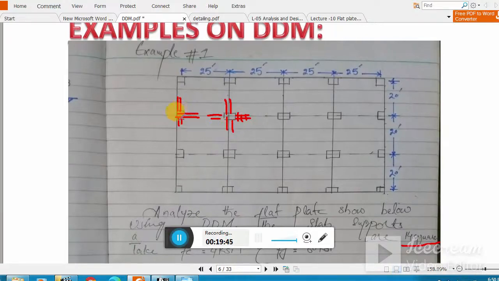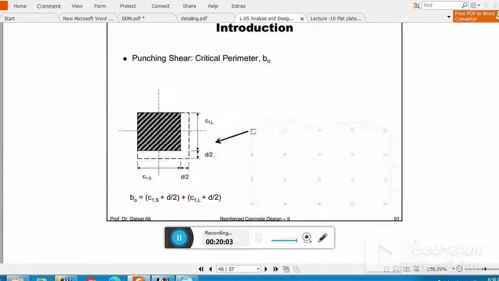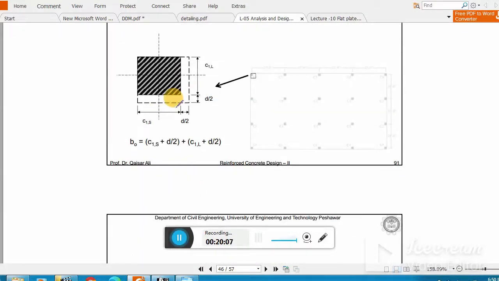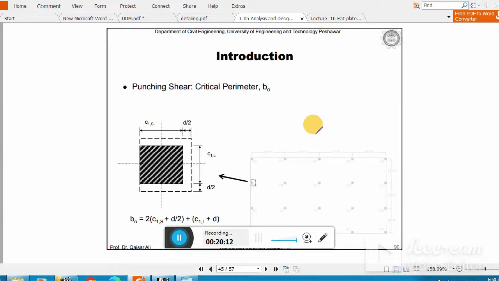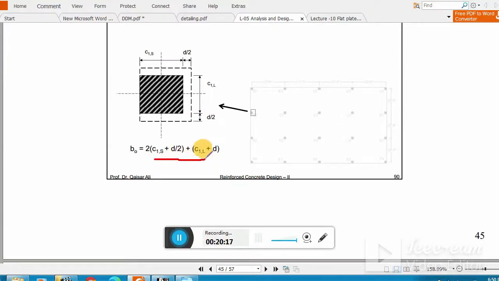For these edge columns and these corner columns, you can do the same thing. You need to find out your beta naught. After getting the beta naught value, remember this is the edge column, and how we can determine it for the edge column, I already explained in my lecture. This is for the corner column, this one formula will be used, and this one is for the edge column. Here C1L and C1S will be 14 inches.